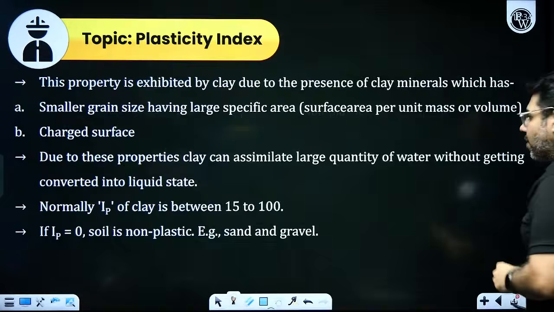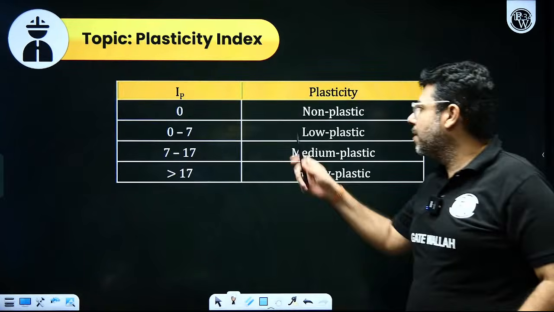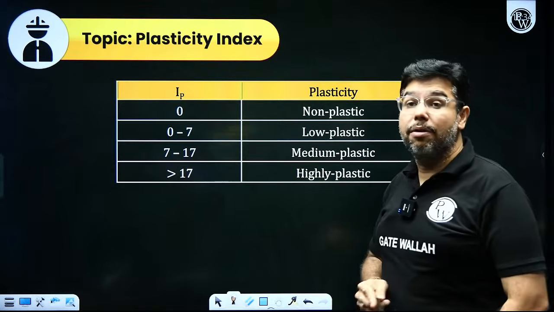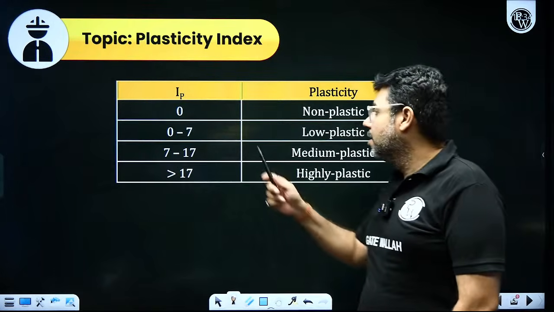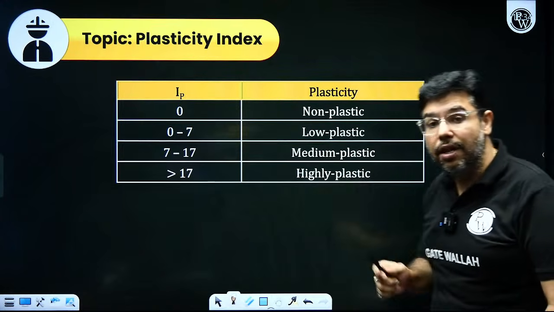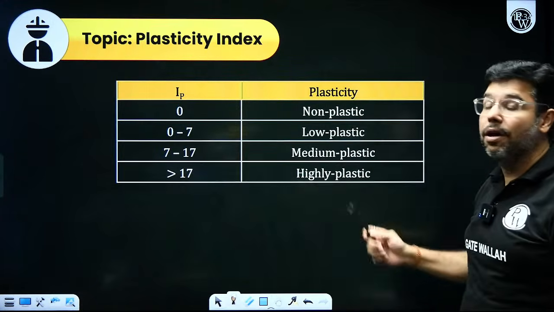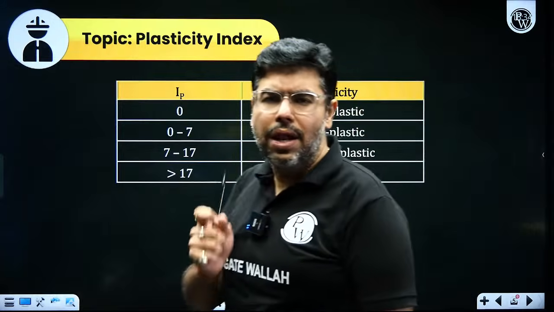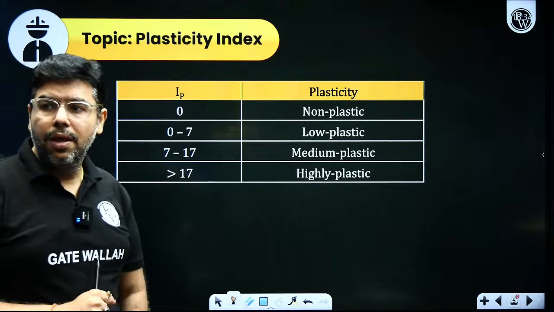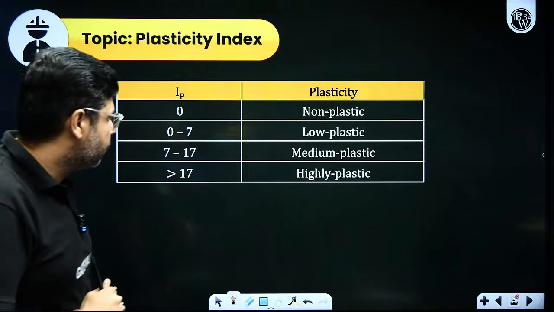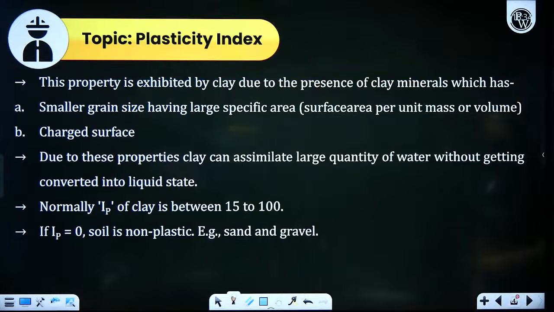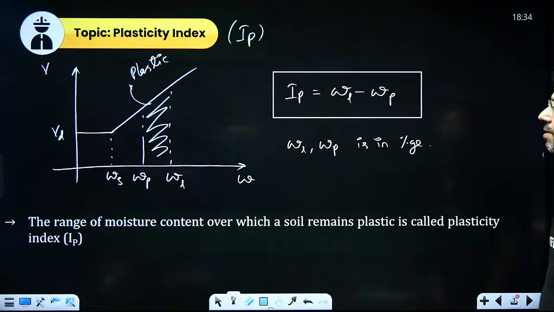Now, we have the range of value of IP. If IP is 0, soil is non-plastic. You have to remember this range directly. Many times questions are asked from this table as well. If IP is 0 to 7, it is low plastic. If IP is 7 to 17, then it is medium plastic, and lastly IP greater than 17 means the soil is highly plastic in nature. Got my point? Clear? Very good. So, this was all about the plasticity index.